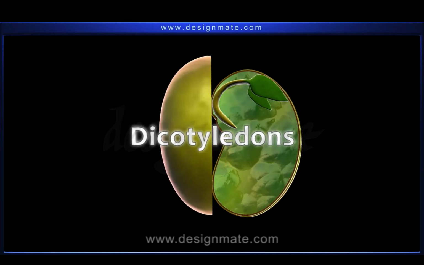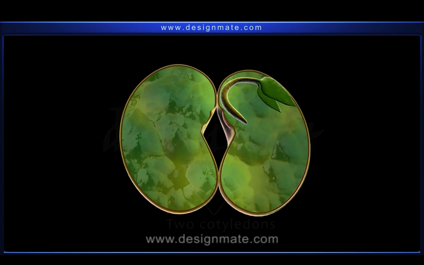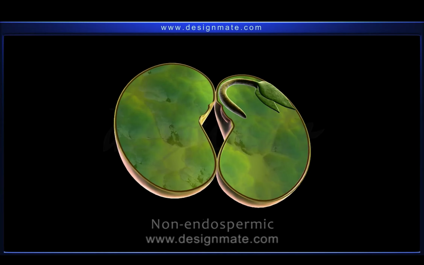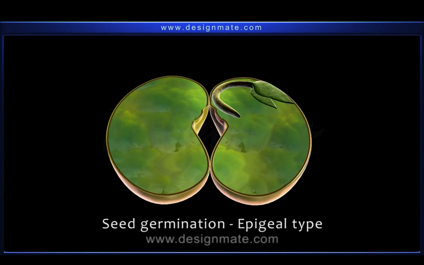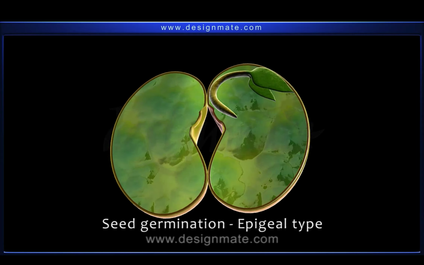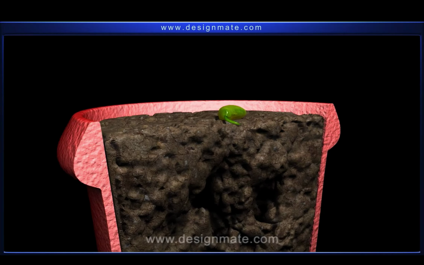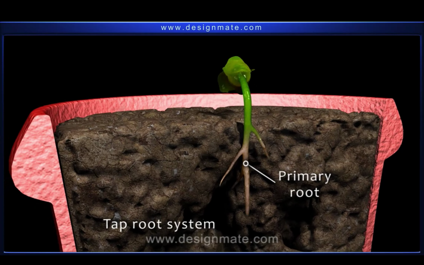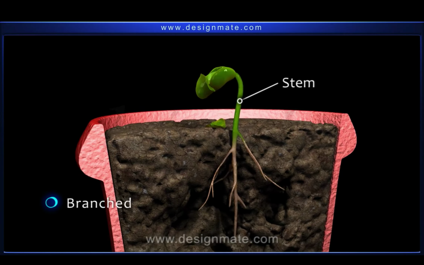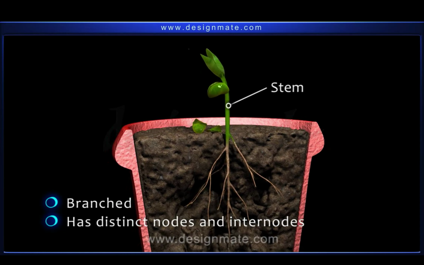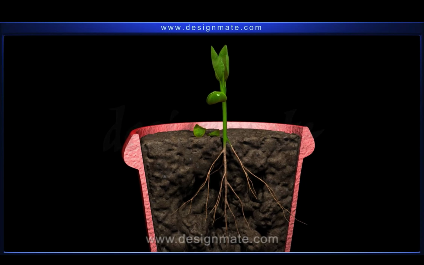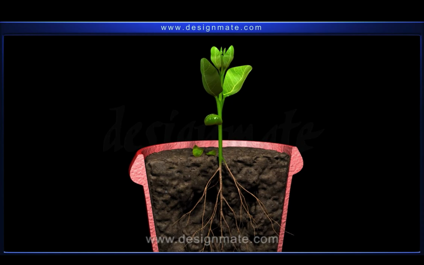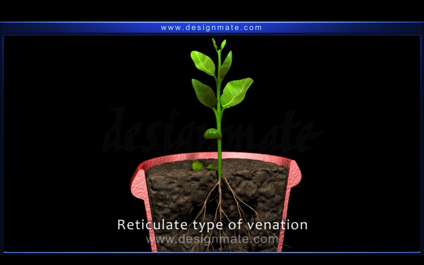Dicotyledons. These plants have seeds with two cotyledons. Mostly the seeds are non-endospermic. These plants show seed germination of the epigeal type. The primary root persists to produce a taproot system. The stem is normally branched and has distinct nodes and internodes. The stem and the root show secondary growth. The veins are arranged like a network to form a reticulate type of venation in leaves.